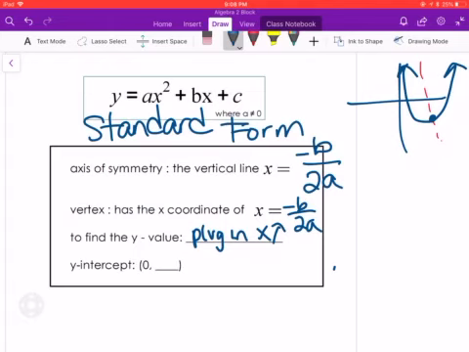Whenever you're looking for the y-intercept of an equation, it's when x equals 0. So if you plug 0 into this standard form, you'd get 0 plus c. So the y-intercept for standard form is always your c value, always that constant at the end of the equation.